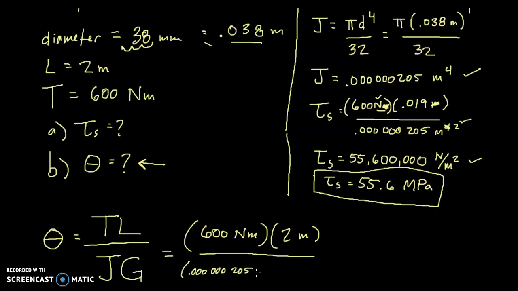0.000000205 meters to the fourth. And G is a property of the material, so we're going to have to look that up in Appendix G. The material in this example problem is steel. And so let's look that up and see what we get. So the specific variety of steel in this problem is ANSI 1020 hot rolled.